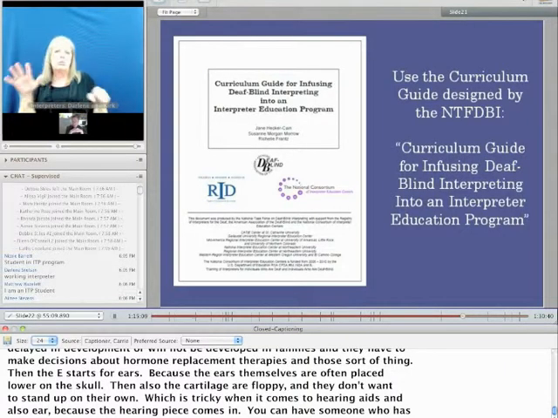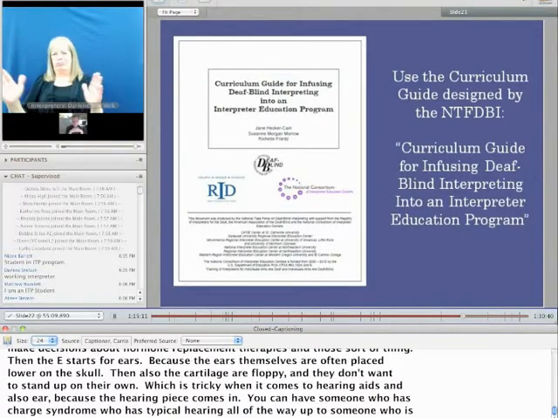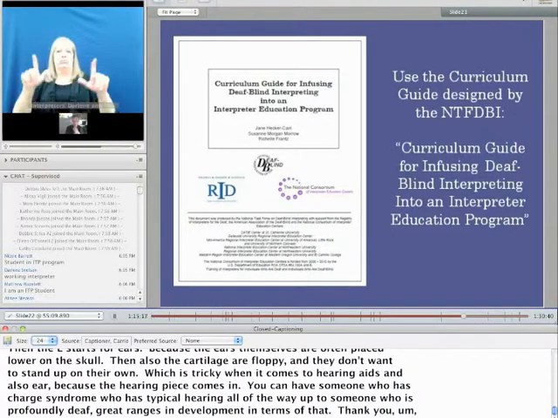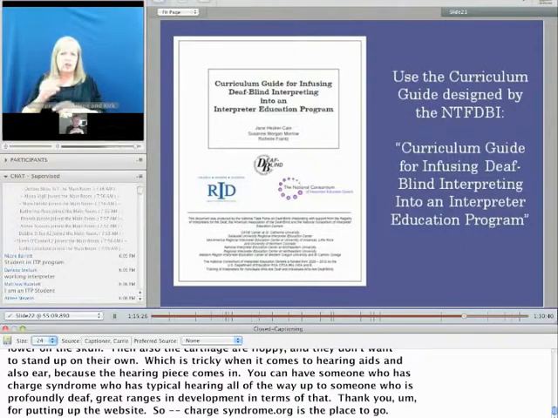Great ranges in development in terms of that. And thank you for putting up the website. So chardsyndrome.org is the place to go. They have a great website that talks about what CHARGE syndrome is and talks about ways that you can get involved. They want to know.